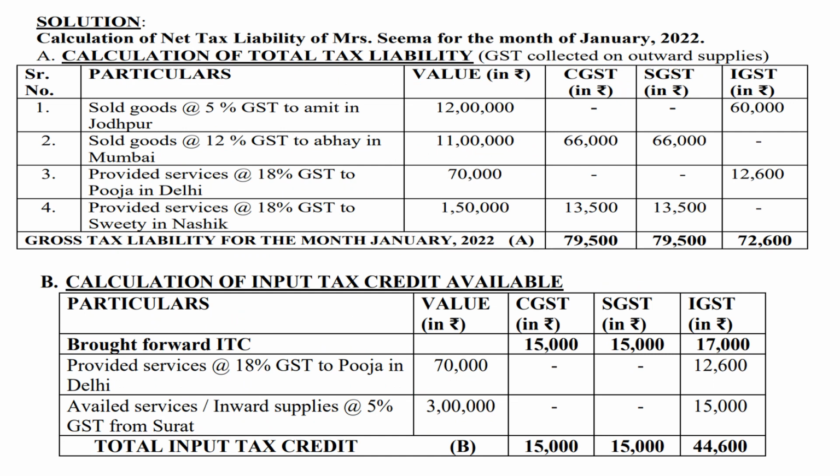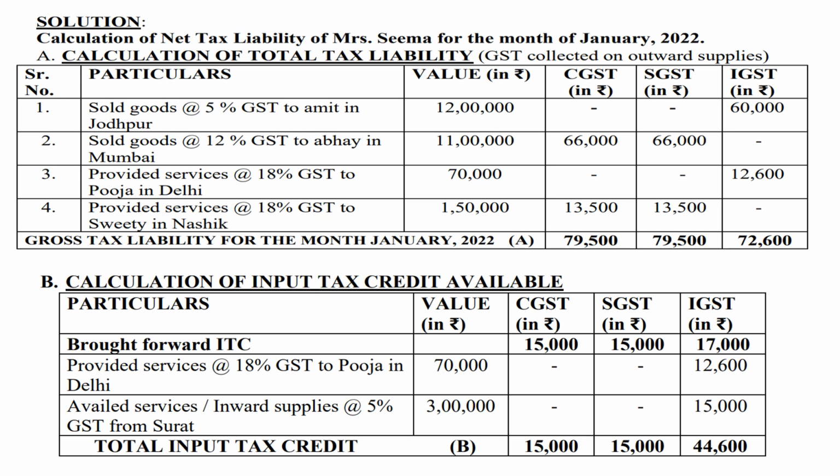So this is the solution of our problem number 3. We are first going to calculate, in our A part, the total tax liability. What will be our tax liability? Whatever supplies we are making, whatever outward supplies there are, that is our total tax liability.